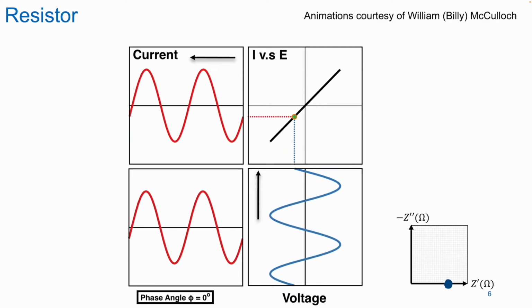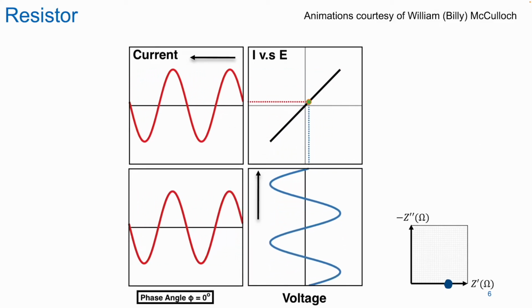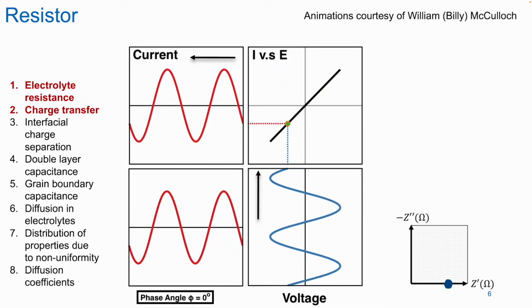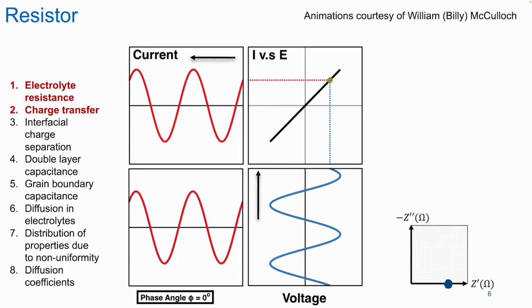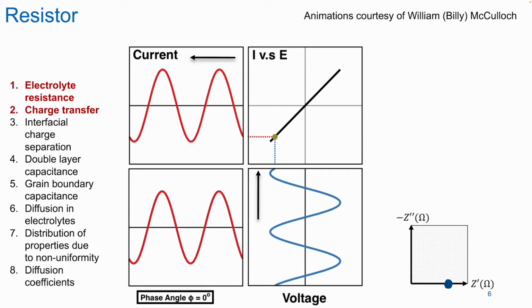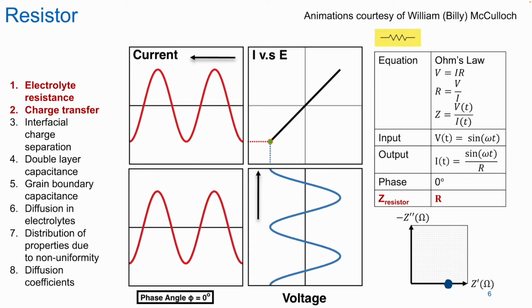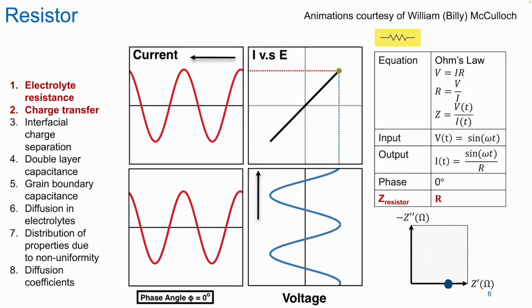We can use resistors to model electrolyte resistance and charge transfer resistance. The resistor circuit component has zero phase lag from the input voltage to output current signal. And the data can be plotted along the x-axis.